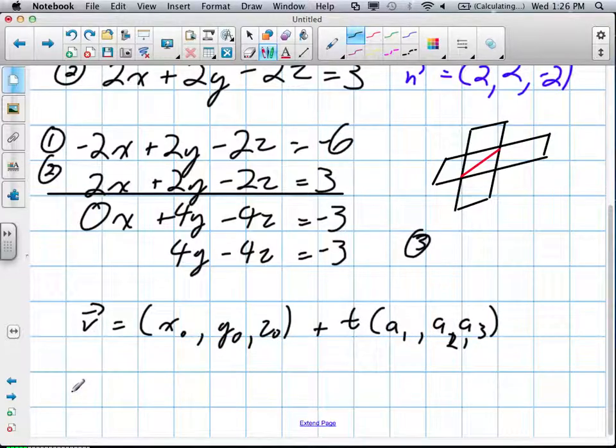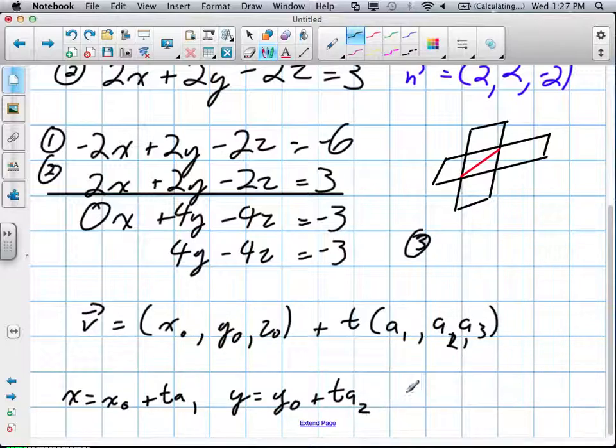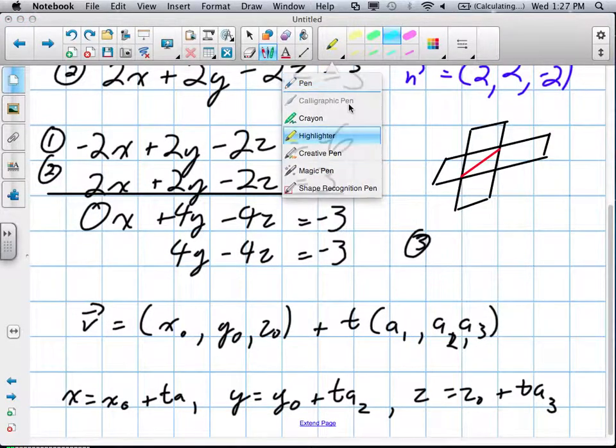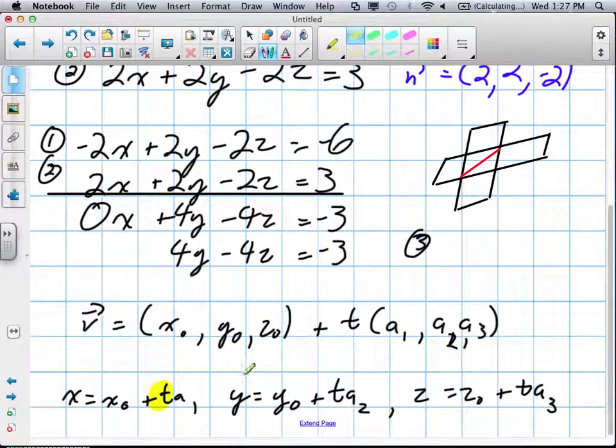Or in parametric form, that's written as x is equal to x naught plus t a1, y is equal to y naught plus t a2, and z is equal to z naught plus t a3. This becomes important because when we're looking for an equation of a line, we need a variable or a parameter in there. We need this t. Okay? You can call it any letter you like.